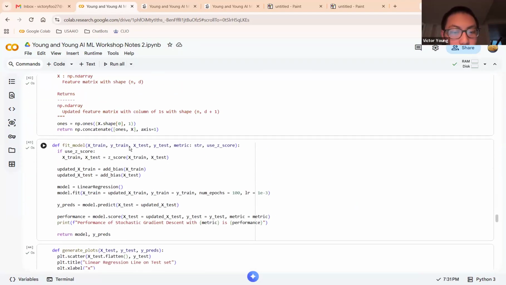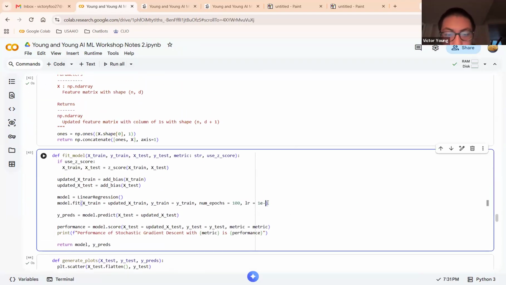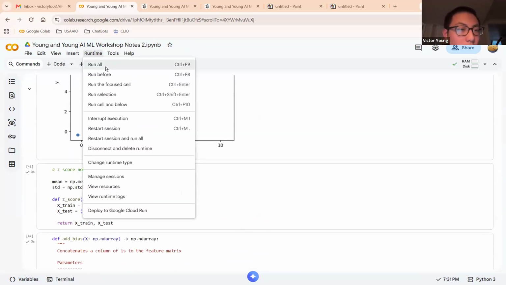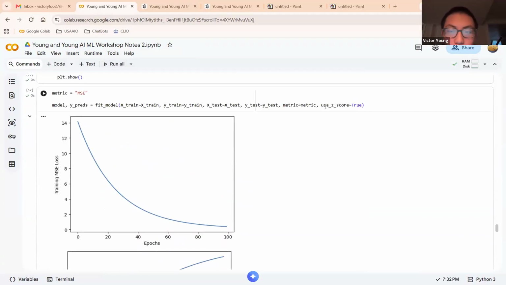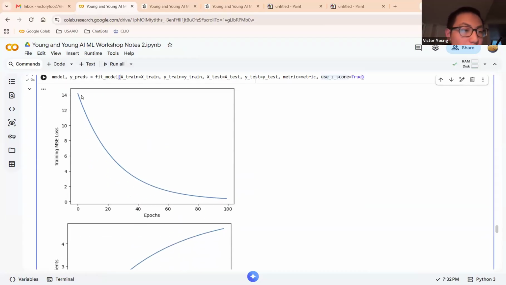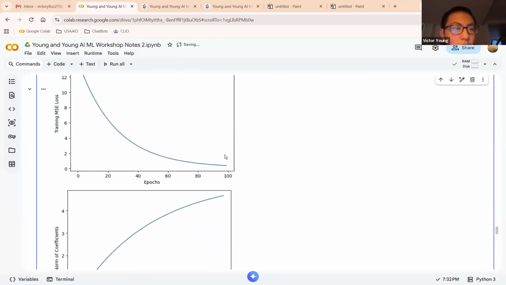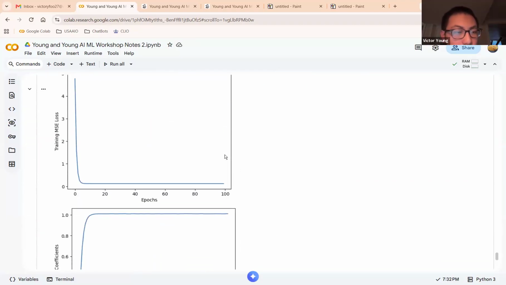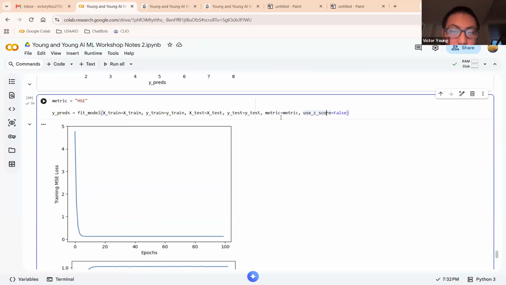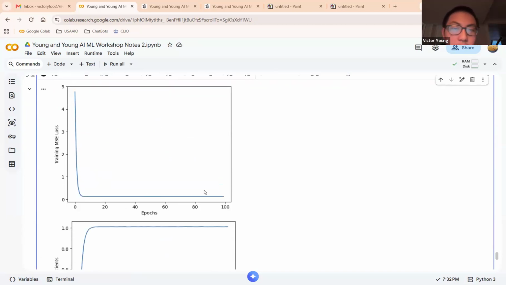But let me turn the learning rate down. I'm going to make it 1 times 10 to negative 4. Now let's see what happens. I'm going to run all. Okay, so here is when we do use normalization. You can see it is more gradual. The loss function is more gradual. Why? Because the step size is smaller, right? We move very little, so the training loss will decrease very slowly. But right here, when we do not use z-score normalization, it converges very nicely.